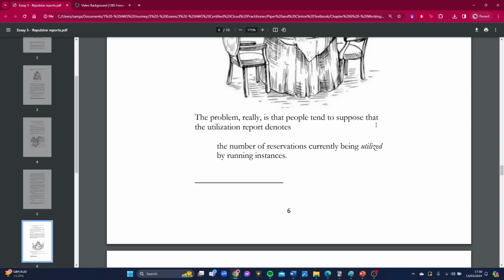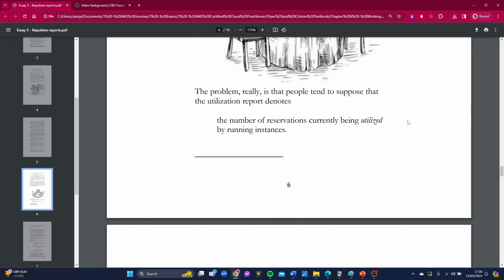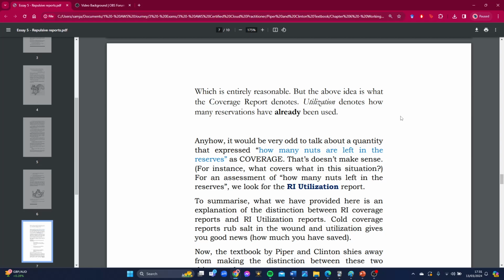So what's the problem with this terminology? The problem really is that people tend to suppose that the utilization report denotes the number of reservations currently being utilized by running instances. And that's really a very reasonable thing to suppose, that the number of reservations currently being utilized by running instances is the idea that gets conveyed by the utilization report. But actually that idea is what the coverage report denotes. Utilization denotes how many reservations have already been used.